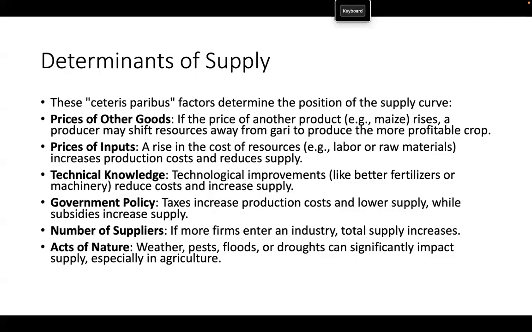Let's assume that the producer is producing maize and cassava at the same time. But the price of maize has risen. Instead of producing cassava, he rather shifts his resources to the production of maize. Is that okay? So the prices of other goods also affect supply.